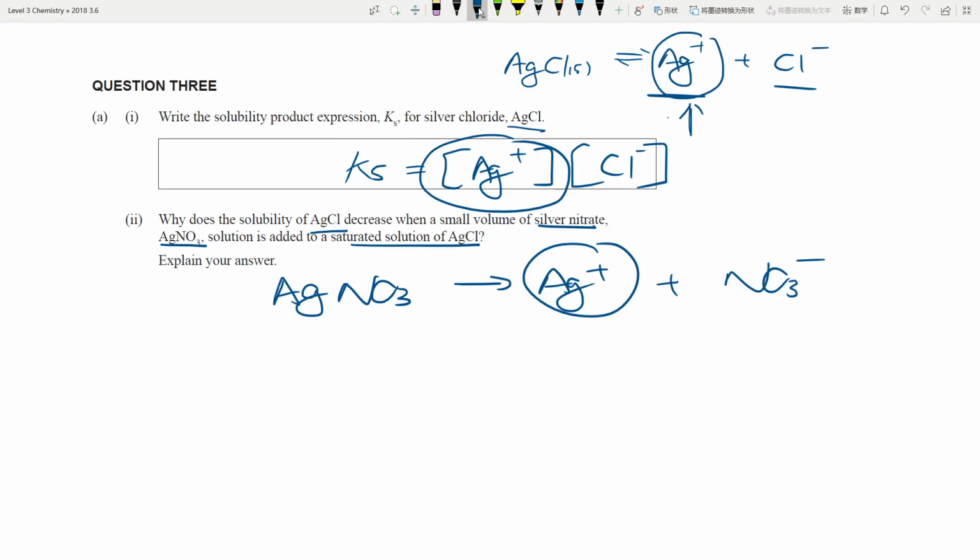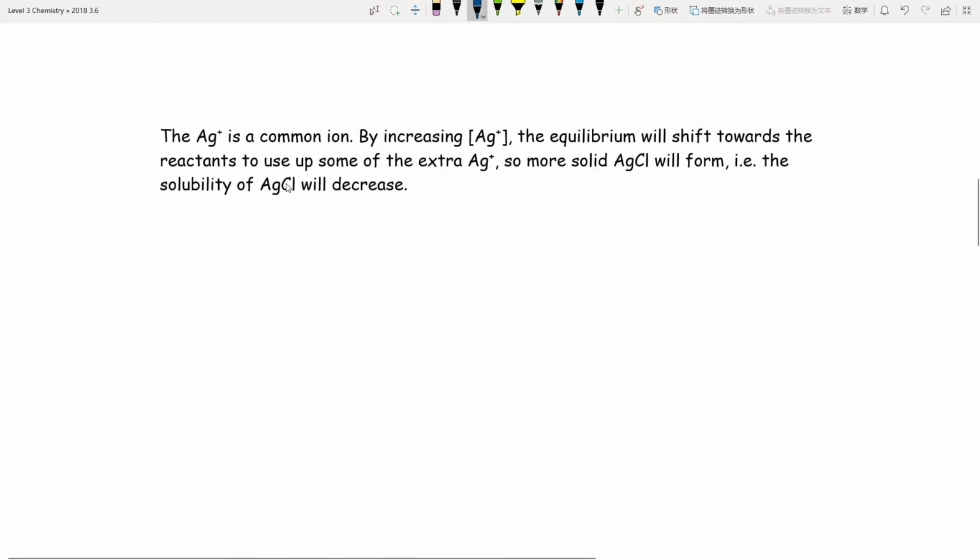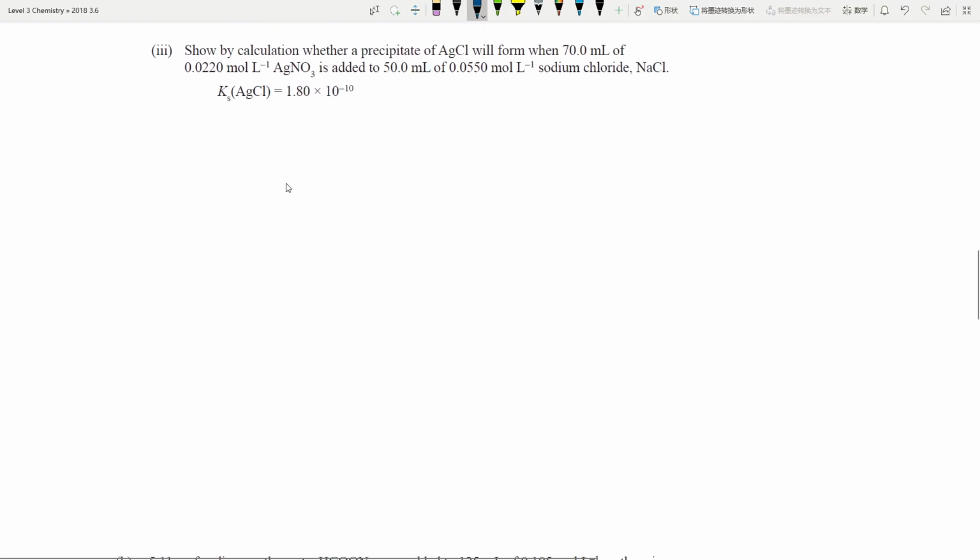So what does it mean for the equilibrium? Because you already have too much of the Ag plus ions, the equilibrium will shift this way. The system will shift to the left to use up the extra Ag plus. As a result, you have less AgCl dissolving, so the solubility will decrease. This is a merit question, I believe. It's a common ion, increase in concentration, shift towards the left to use up some of the extra Ag plus. Exactly what I said. Therefore, you have more solid AgCl and solubility decreases. That should be easy enough.